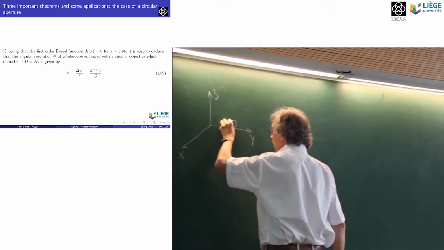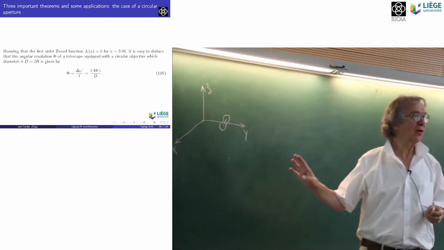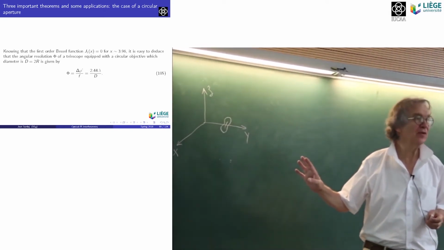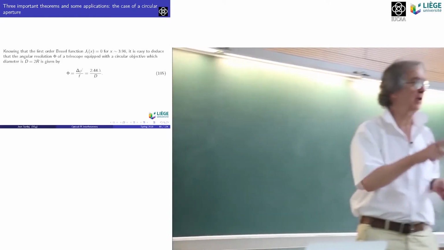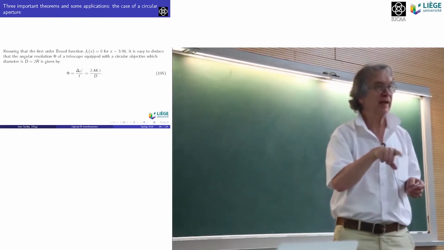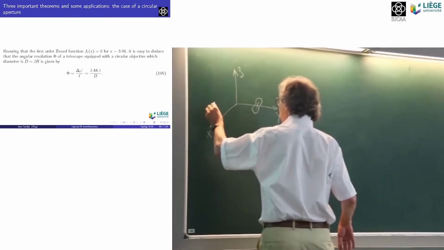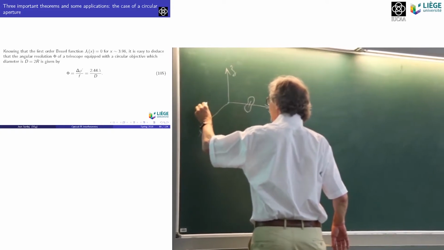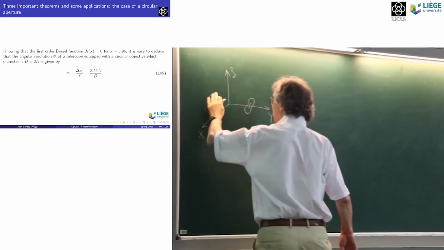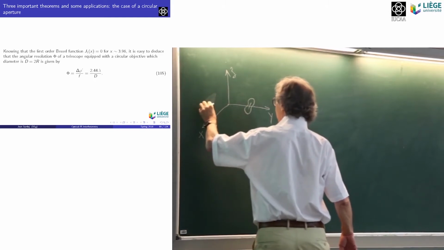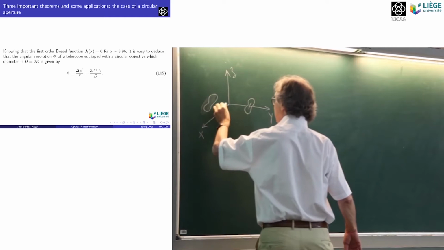I set one aperture here, and I don't specify the size. I don't specify what the shape of the aperture is. It can be square, it can be circular, it can be anything. And I put another one on the other side here. It should be the same, of course, like that.